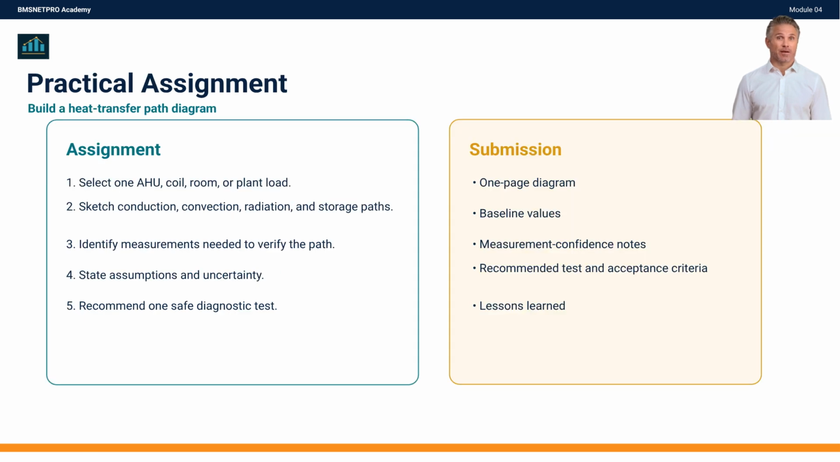For the practical assignment, select one real or sample system, an air handler, coil, room, plant load, or similar piece of equipment. Your task is to build a heat transfer path diagram. Show where heat enters, where it leaves, what stores energy, and what the BAS is able to change. Then identify the measurements needed to verify that path. Do you need airflow, water flow, entering and leaving temperatures, surface temperature, humidity, outdoor conditions, valve position, damper position, or trend history?